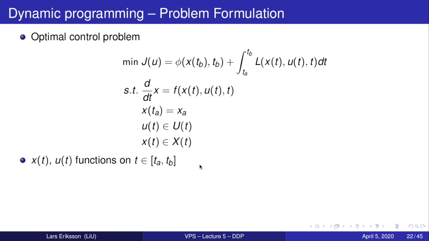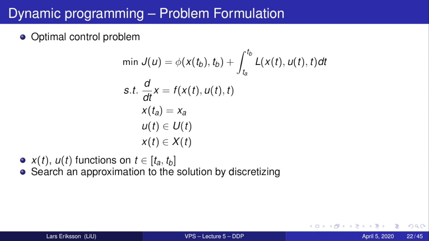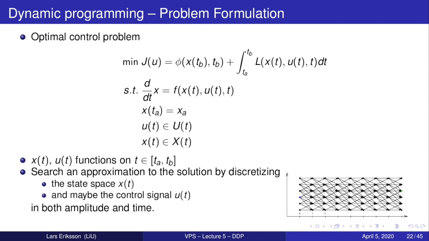Our state and our control are functions on the time interval. Now we search an approximation to the solution by discretizing both the state space and maybe the control signal. In this case, we have our time horizon. We start at 0 and then we go up to the end point. And the blue dot here represents that this is where we want to start.